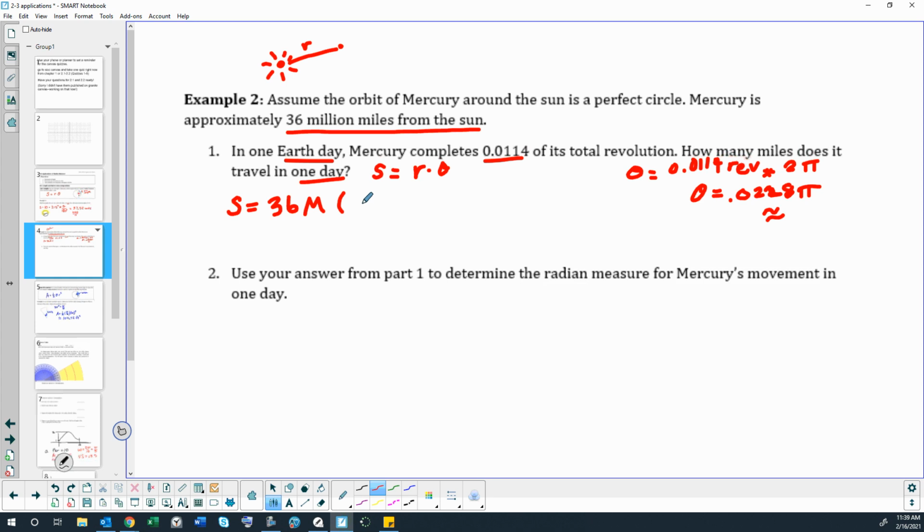Sounds good. And then we're taking our 0.0114 revolutions times 2 pi, right? Which is 0.0228 pi. Just go ahead and multiply that all together, see what we get. So times 36 times pi. So this says 2.57861925. So we'll say 2.58 million miles in one day.